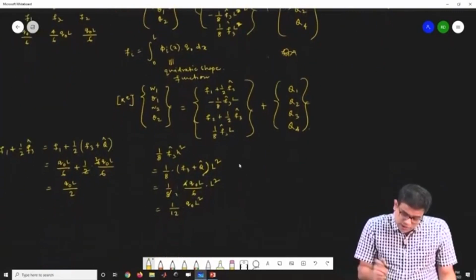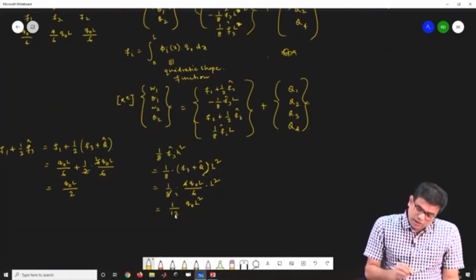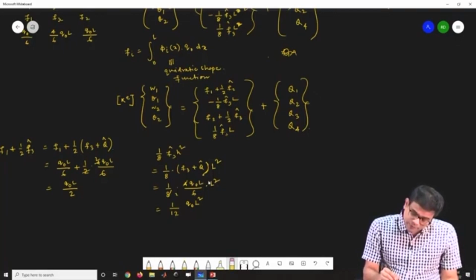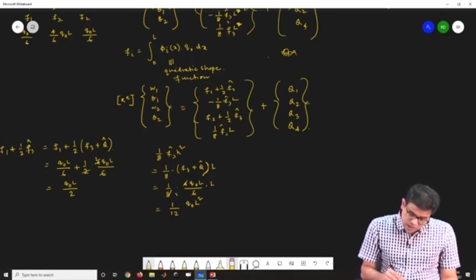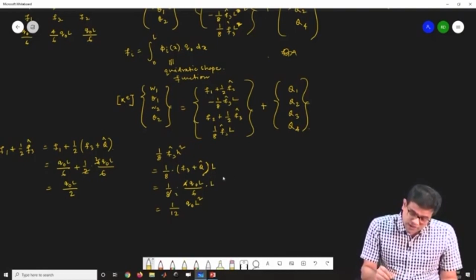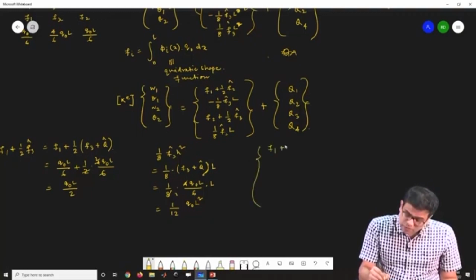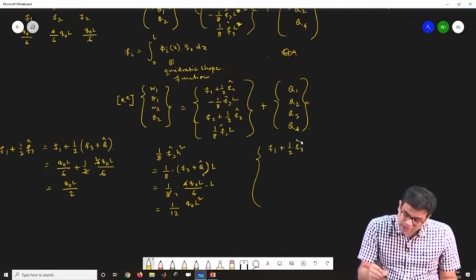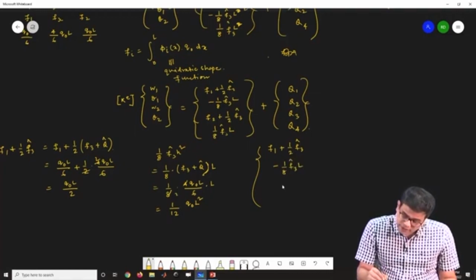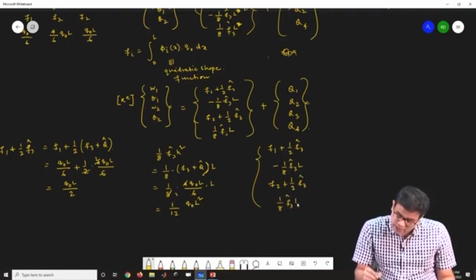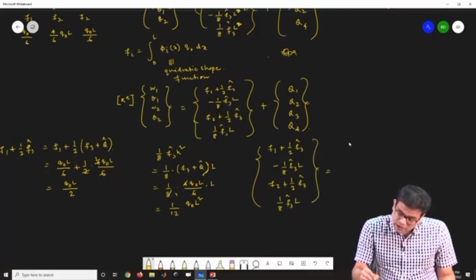So now this will look like q0L squared by 12. Now this will give me the total force vector, which is my equation. This will look like f1 plus half of f3 hat minus 1 by 8 f3 hat L, and then this will be my f2 plus half of f3 hat, then 1 by 8 f3 hat L. So this will look like this.